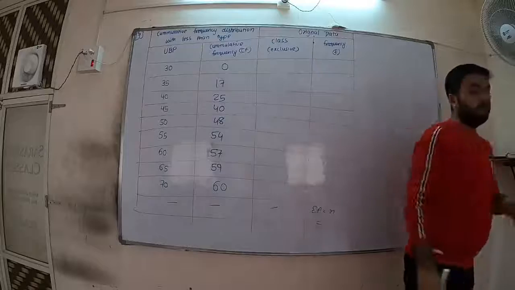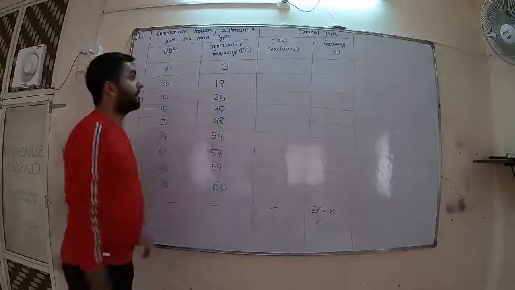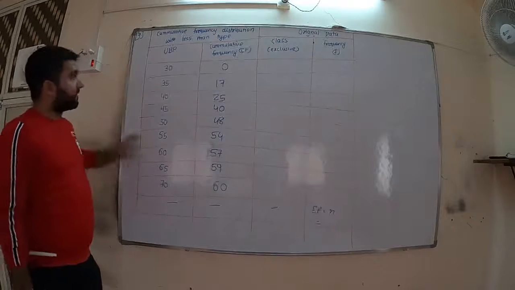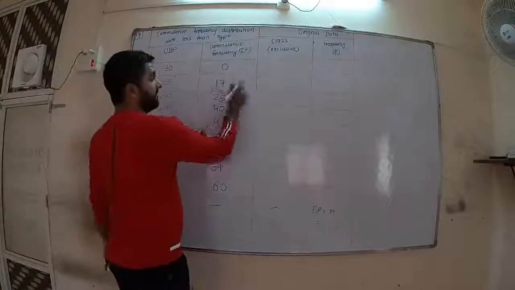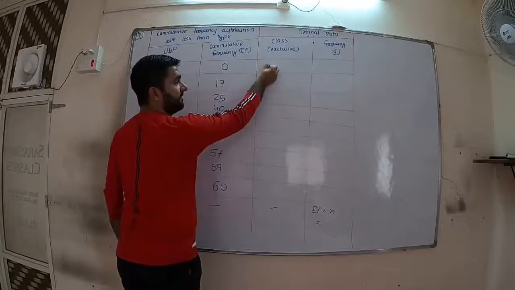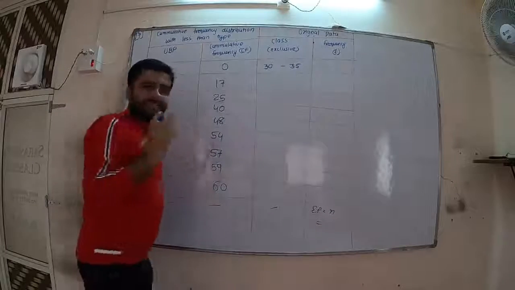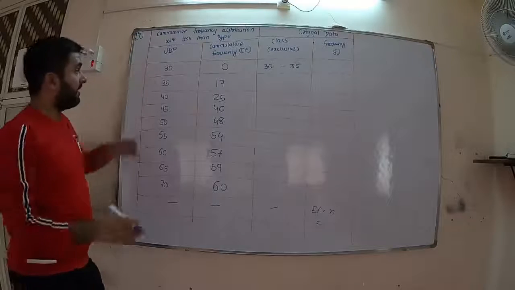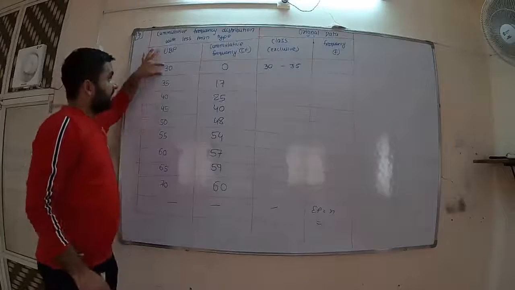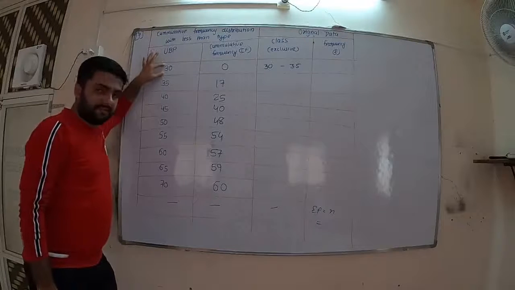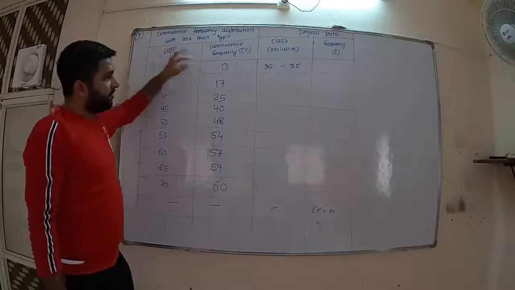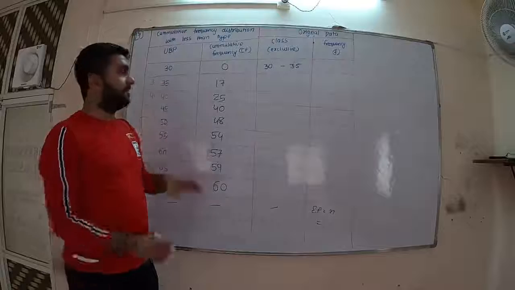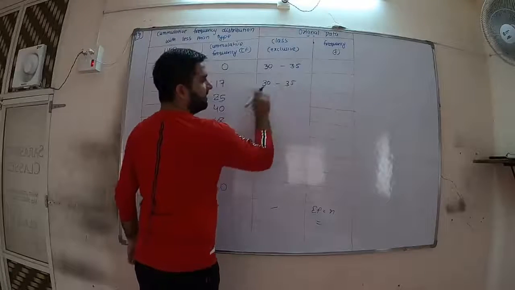Friends, now in less than type, all are upper except the first. First is lower. So if I write the thing as lower 30 to 35, then this is not proper. Why is it proper this way? Because 30 is the first lower, and all are upper. So 30 is lower, so in the same line the lower limit should be 30, and 35 is the upper. So if I start like this, 30 to 35, then it is not proper.